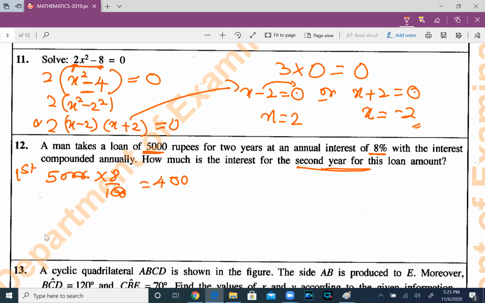So now simplifying these two zeros, the second year interest is 8 times 4 is 32, 8 times 5 is 40, so 432 rupees. The answer is how much is the interest for the second year. So this is the answer. If they ask you what is the amount in his account after the second year, then we will add this amount with the 5,400.